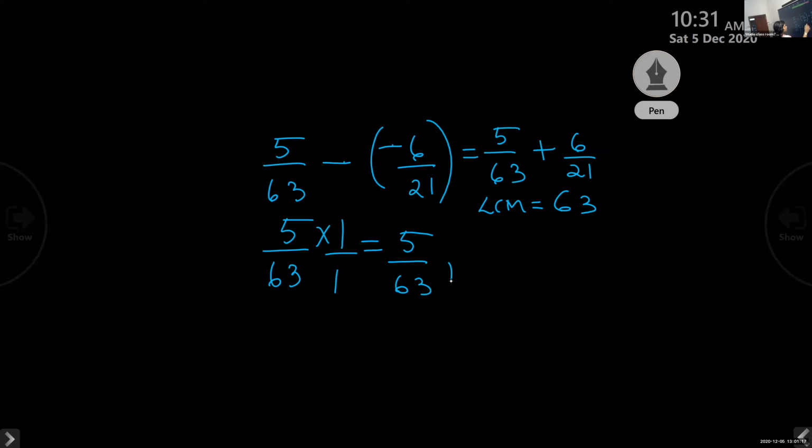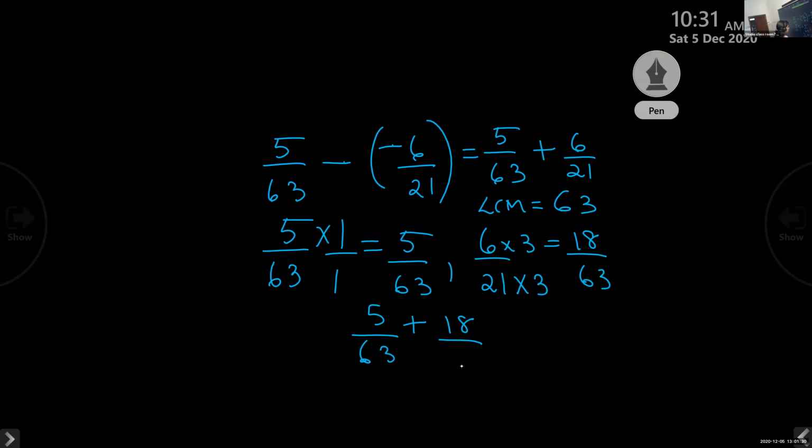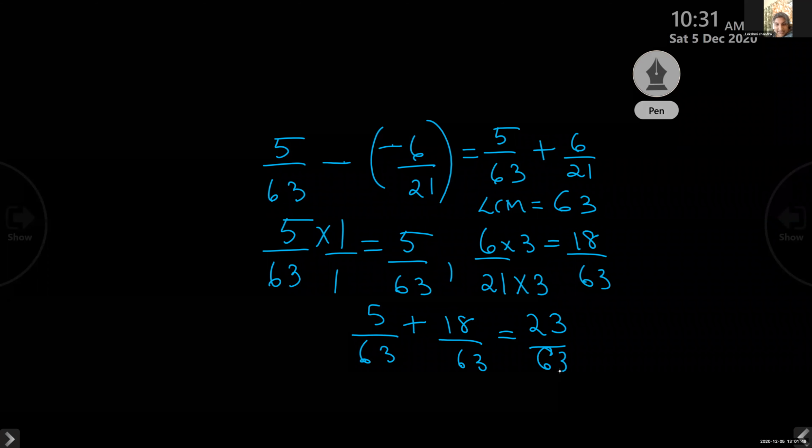Minus 6 by 21, that means it is plus 6 by 21. Now next one was 6 by 21. How will you make it 63? Multiply by 3, both sides. So 18 by 63 you will get. Now we add 5 by 63 plus 18 by 63. What will you get? 23 by 63. Isn't it? 23 by 63 is the answer. Ma'am, I have done it. 23 by 63. One more problem of subtraction we will do, then pass on to multiplication.